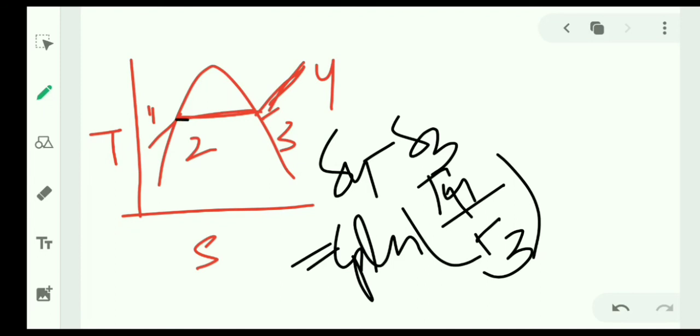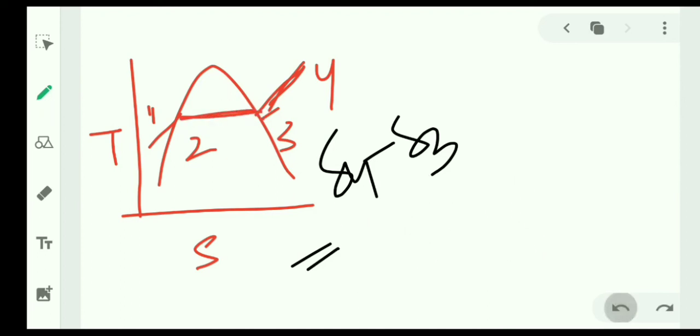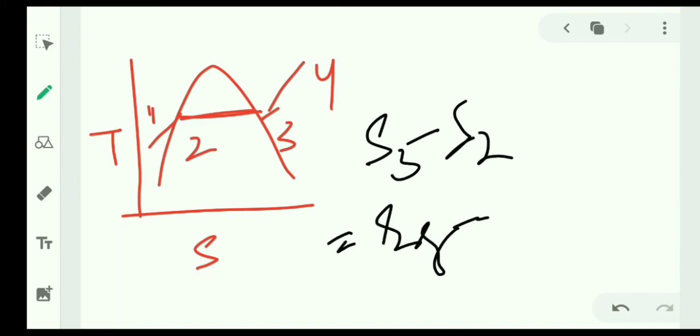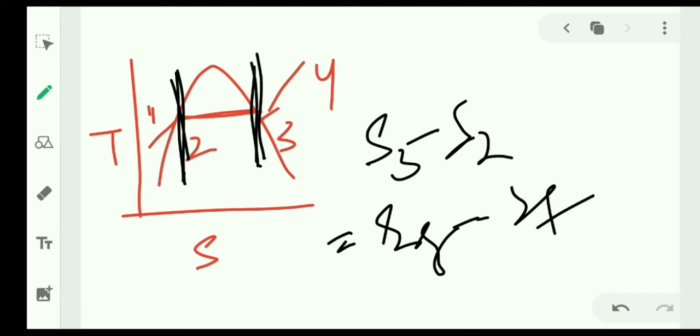Next we need to calculate the entropy change during this region. Likewise, previously we calculated the enthalpy at point 3 minus enthalpy at point 2. Here also we can calculate S3 minus S2, which equals Sg minus Sf. If the entropy and enthalpy are known at these 2 points, then the amount of heat required to go from this to this can be calculated.